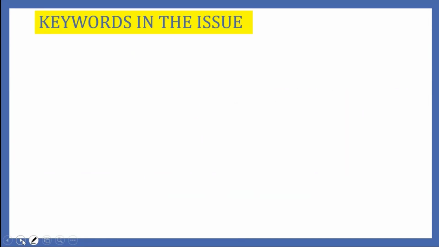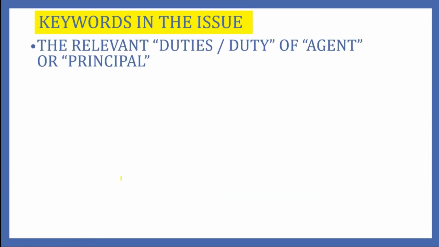So you must have these important keywords in your issue when you're writing your issue. It would be good if you can put the word duties. Whose duty? Duty of the agent, or is it duty of the principal? So be clear on that. Next, it would be good if you can use the word breach. Breach means that a person does not fulfill his duty. So it's a breach of his duty.